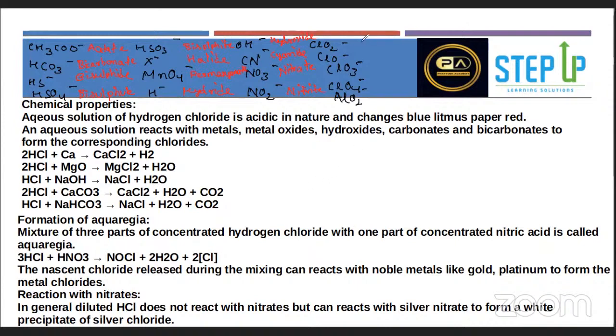ClO2- is chlorite. ClO- will be your hypochlorite. ClO3- will be your chlorate. ClO4- will be your perchlorate. AlO2- will be your meta-aluminate.